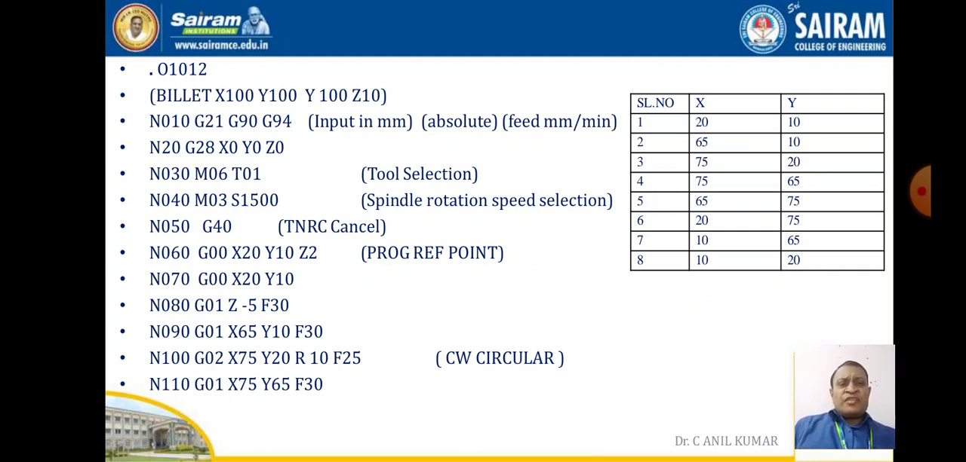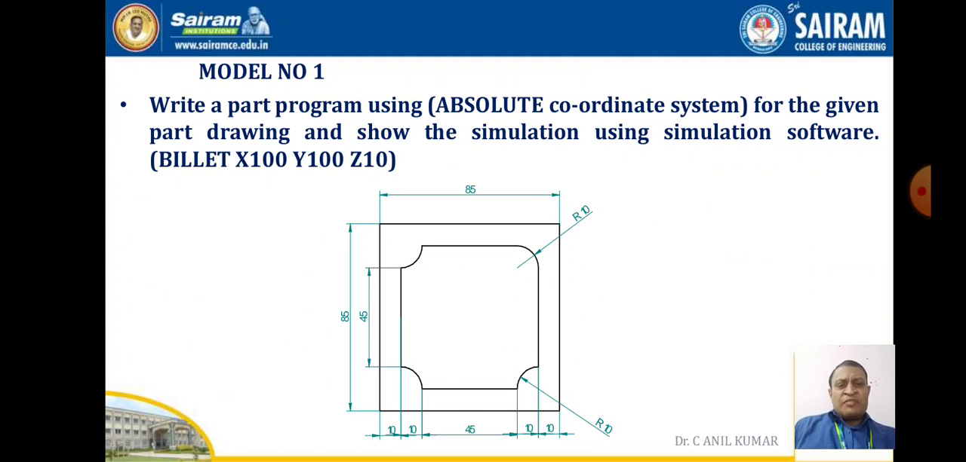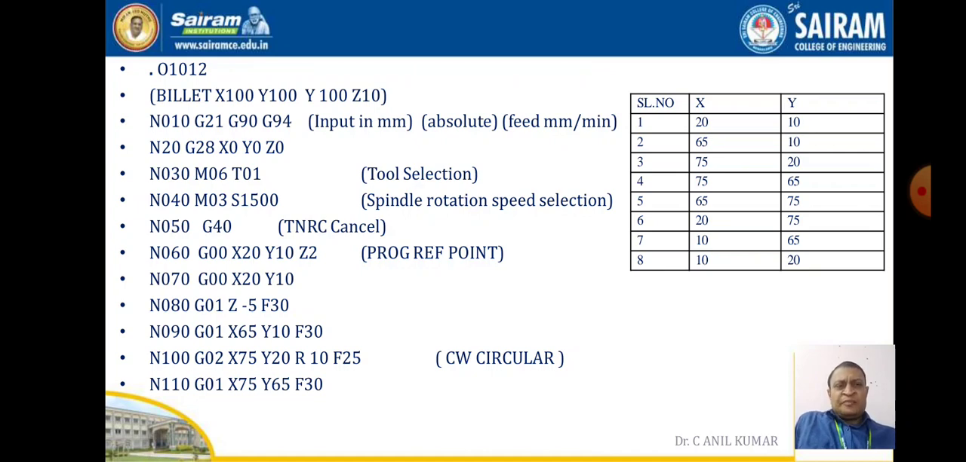The first corner is at the bottommost corner, where the X dimension is 20 and the Y dimension is 10. If it is moved to the left side, the corner point has X dimension 65 and Y dimension 10. Moving to the other corner after the fillet radius, the X dimension is 75 and the Y dimension is 20.